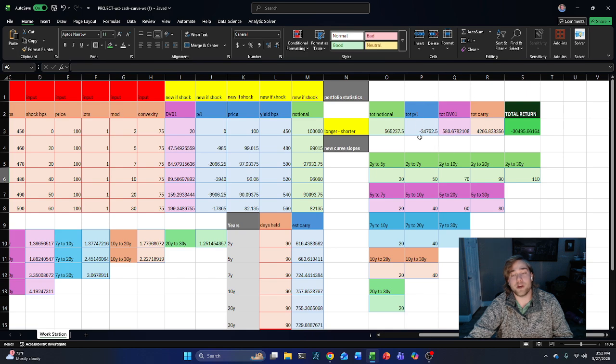You have your DV01 of the portfolio after the shock. Here it's about $580 a basis point, and there's your carry, and this one has a positive carry. And we focused on total return of the portfolio, like it was an institution, for instance, a Treasuries desk working with the Mercantile Exchange to deliver contracts.